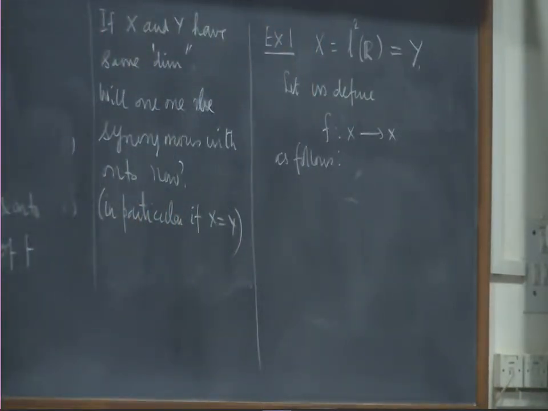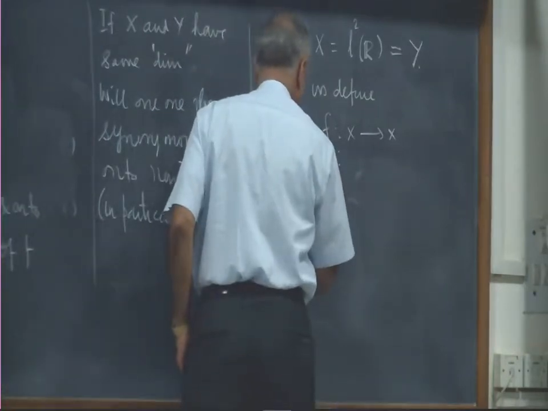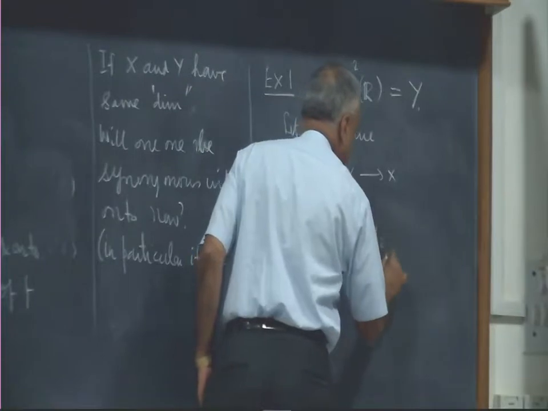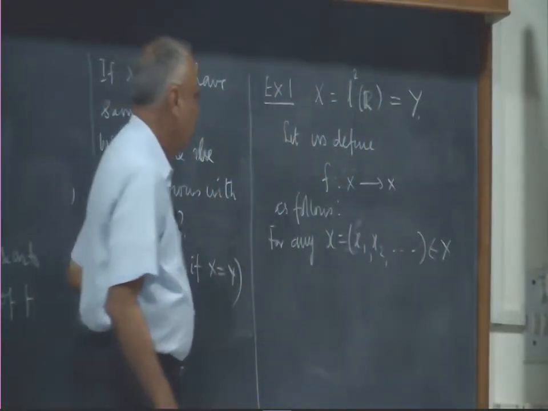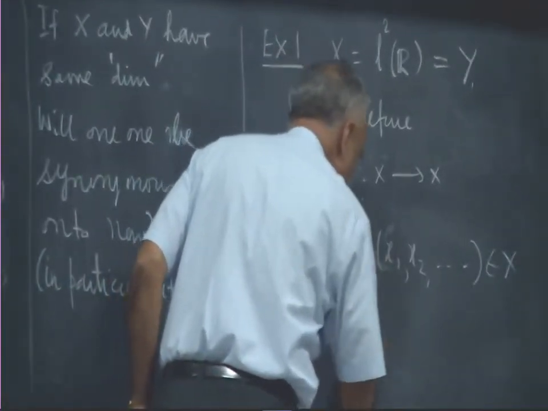So first of all, what should any transformation from X to X do? Take a vector in X and code it as another vector in X. So for any x = (x1, x2, etc.) in capital X, we define the code. What is the code? We have code of x.